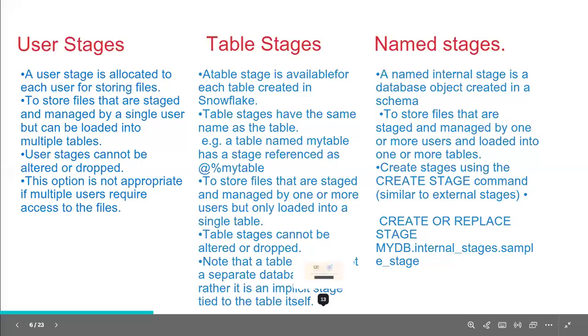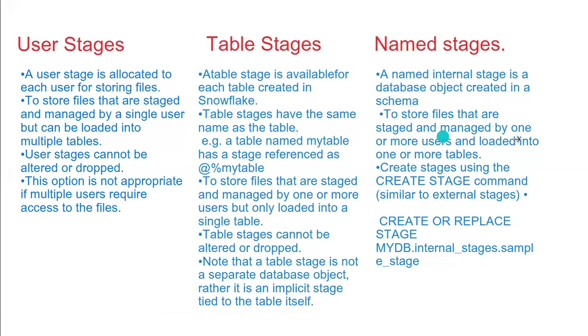And the last one is the named stage. A named internal stage is a database object created in a schema to store files, staged and managed by one or more users and loaded into one or more tables. One or more people can access that folder and they can load data into multiple tables. To create this one we need to create it explicitly, like create stage name. That's it.